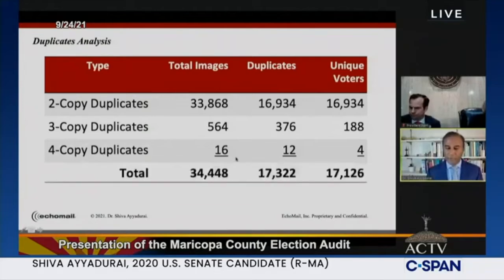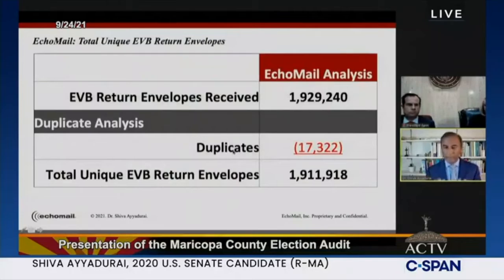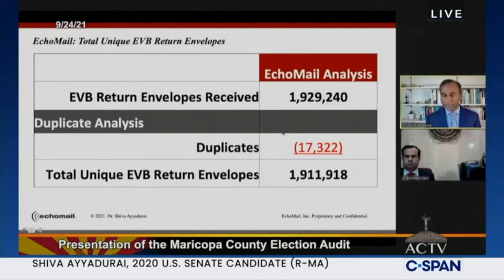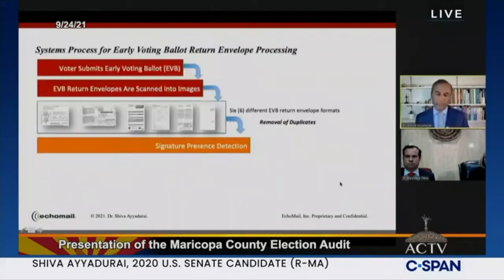So the total duplicates was 34,448 total images, of which 17,322 were duplicates from 17,126 voters. This was, by the way, we'll get to, not reported in the report. So when you look at the first level of analysis on the data that we got, 1,929,240 EVB return envelopes received, we subtract out the duplicates, and then we have 1,911,918, okay?